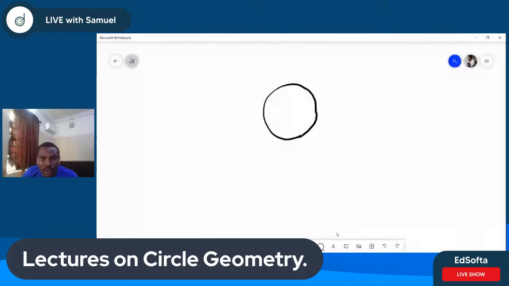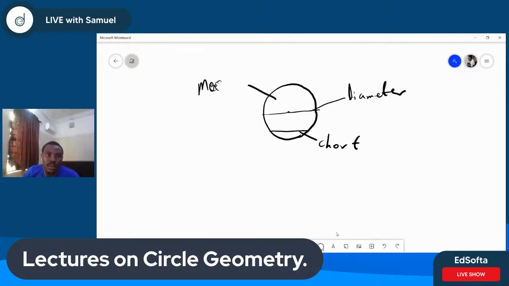Now, like we all know, there's the midpoint, then there's the diameter. There's also what we call the chord. The chord separates two segments. So this place can be seen as a major segment, while this tiny place can be seen as a minor segment.